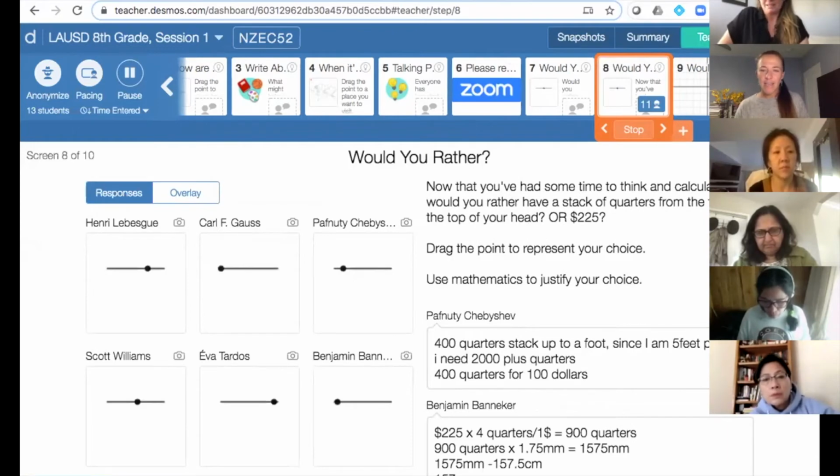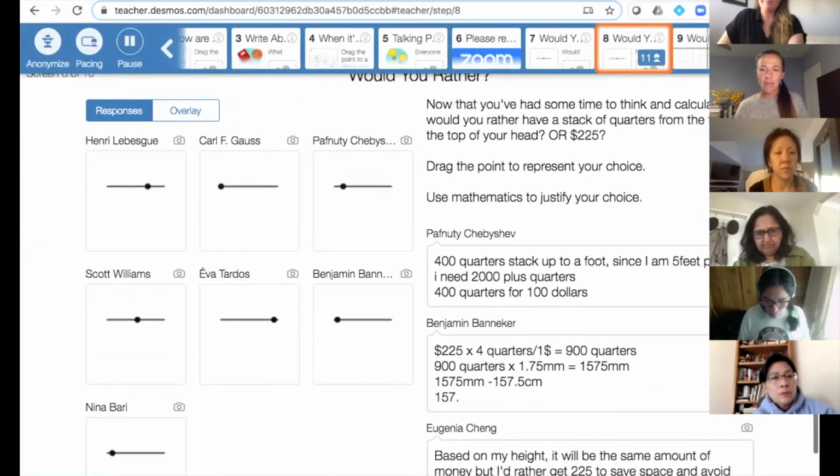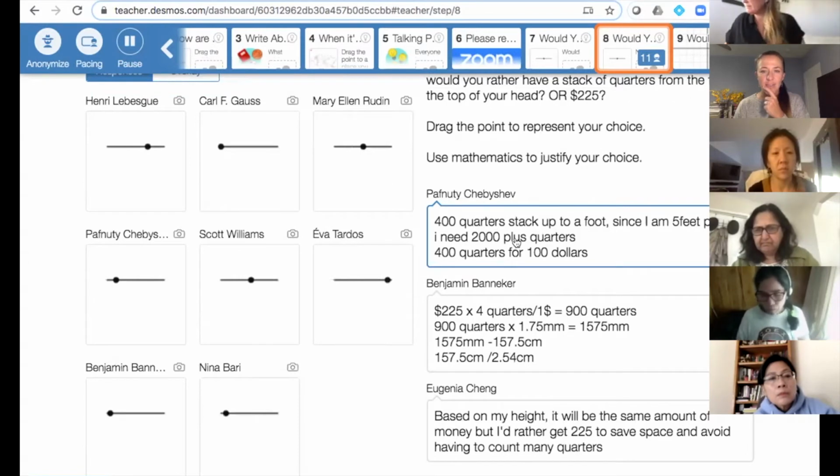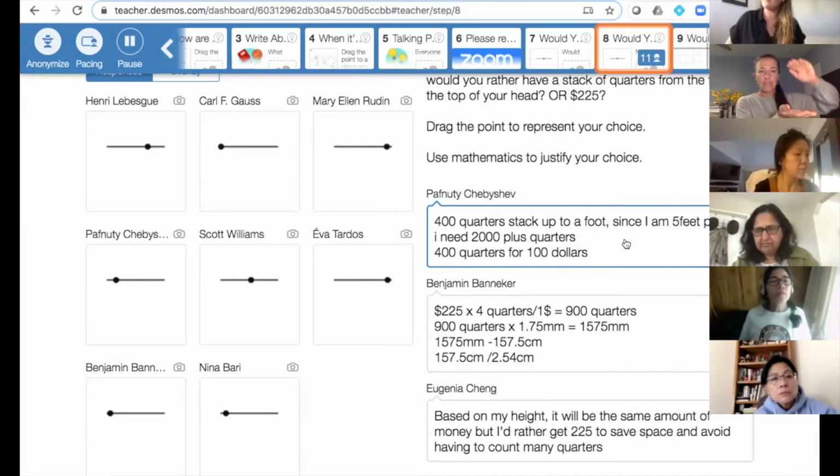So I'm looking here. We've got some scaling or something. It seems like 400 quarters stack up to a foot. Since I am 5 feet plus, I need 2,000 plus quarters. So measuring for a foot and then scaling up to the height is a strategy.